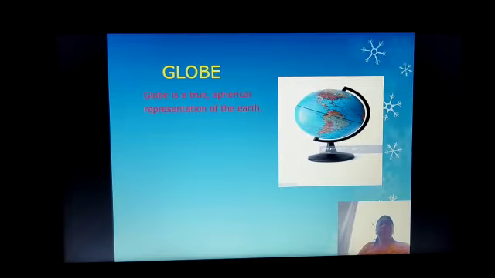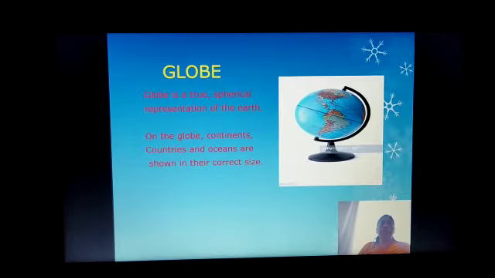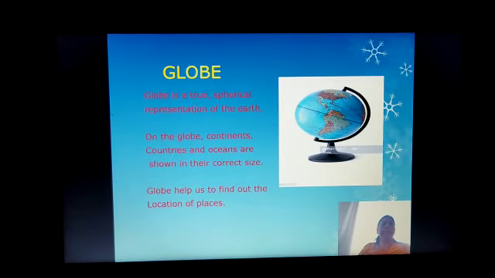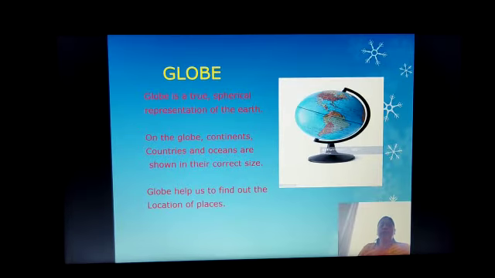Let's start with the globe. What is a globe? A globe is a true spherical representation of the earth. On the globe, continents, countries and oceans are shown in their correct size. The globe helps us to find out the location of places. Now you understand what a globe is and how it helps us.